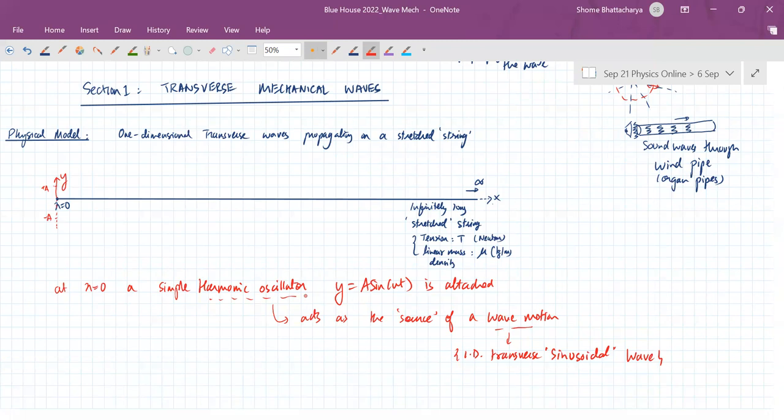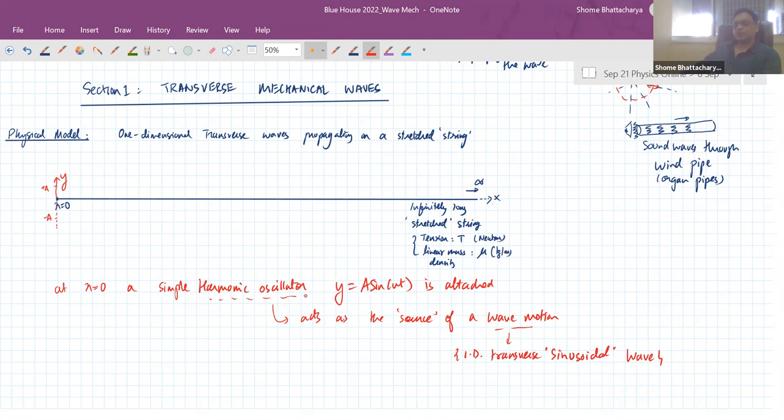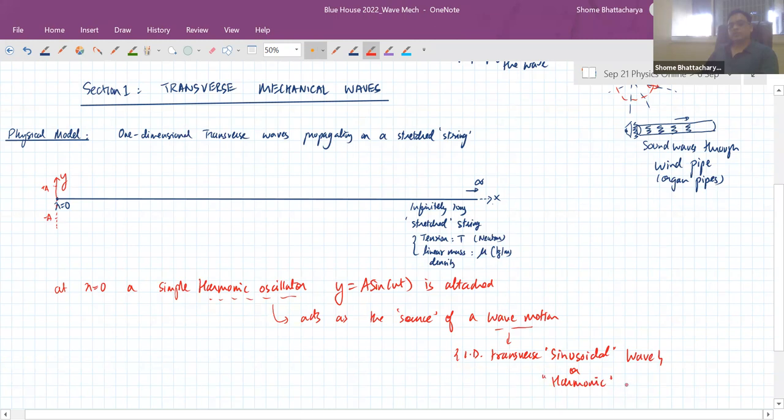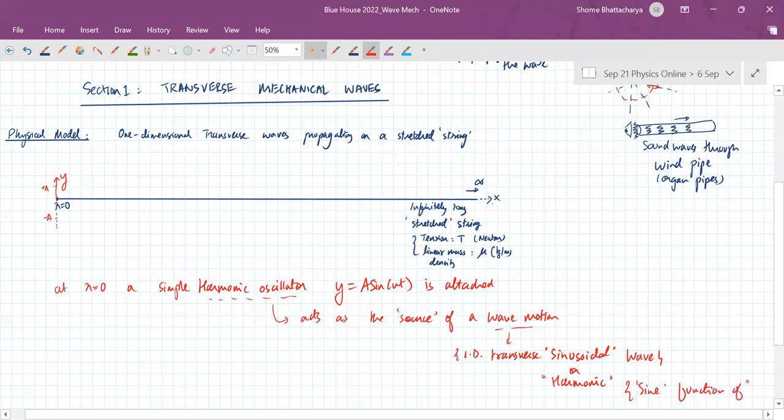Sinusoidal, what is that? You have studied this in simple harmonic motion, but anything which is a sine function of time is called sinusoidal. Sinusoidal is the same thing as harmonic. The two words mean the same over here. That is, it is a sine function of time. So the wave it creates has a sinusoidal character.